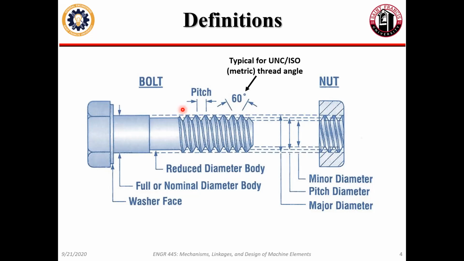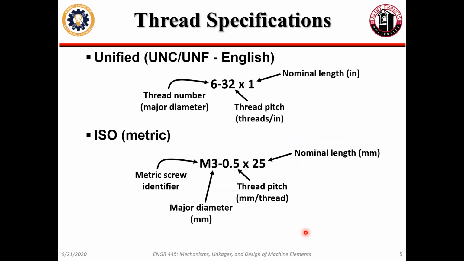Pitch is how many threads you have in a given distance, at least depending on what thread specification you are using. So the top one here is a unified thread specification. UNC is unified coarse. UNF is unified fine. You don't really have to worry about the whole difference too much. You just have to read the thread spec.